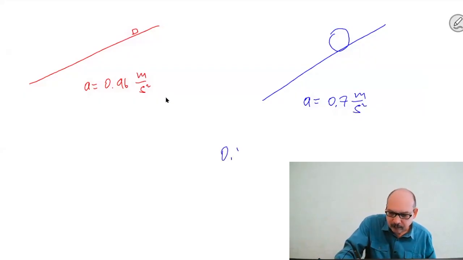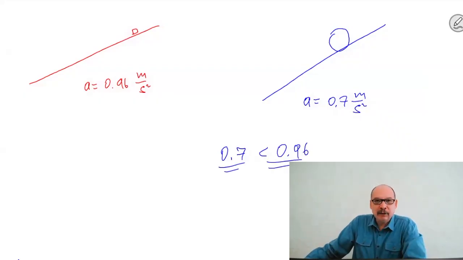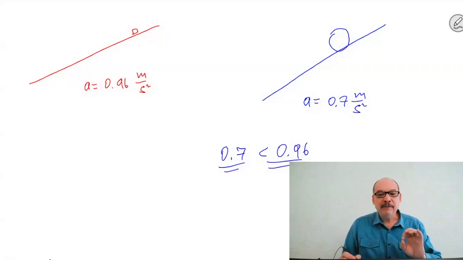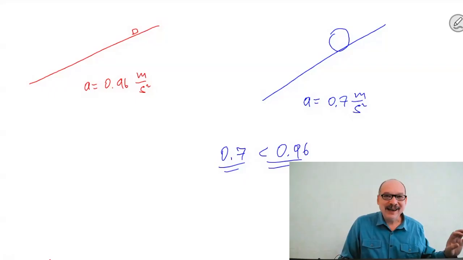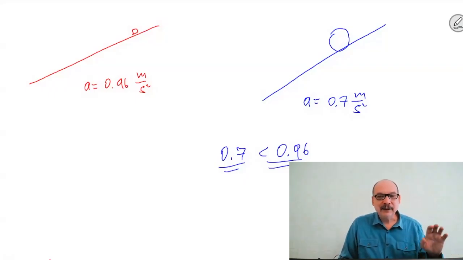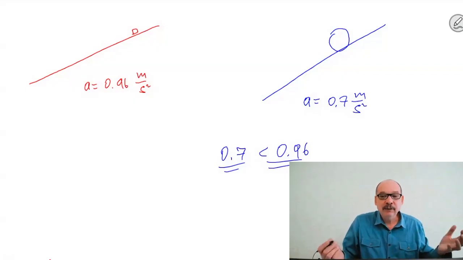Naturally, 0.7 is less than 0.96. What does it mean? Why? The acceleration for the rolling sphere is lower than the acceleration for the sliding frictionless cart. The reason is that the sphere rolls, and that is because there is friction acting on this sphere. Without friction, the sphere would have been sliding exactly like the cart. There would be no difference.